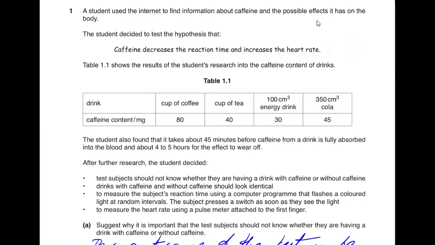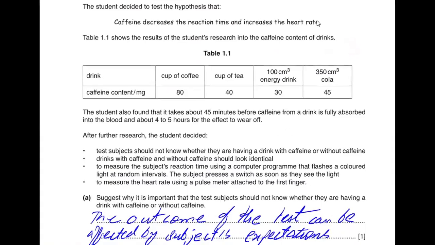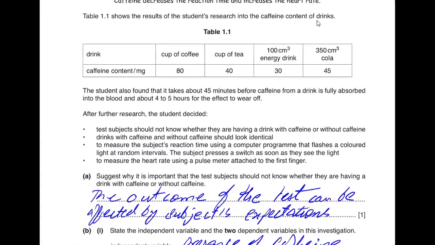So table 1.1 shows the results of the students' research into the caffeine content of drinks. This is already given to you. How much caffeine content in milligrams is there in a cup of coffee? 80. In a cup of tea it is 40. In 100 cm³ of energy drink it is 30. In cola, for 350 cm³ of cola, it's 45. So the student knows how many milligrams can be given.